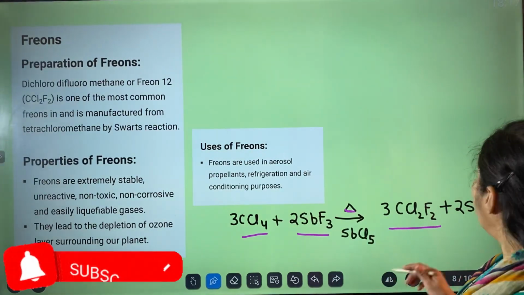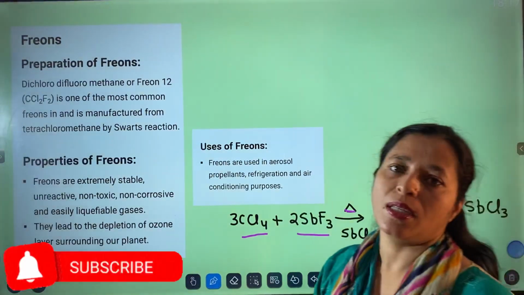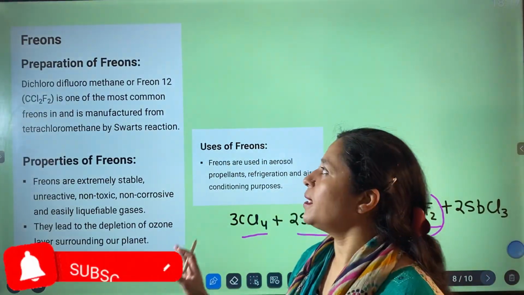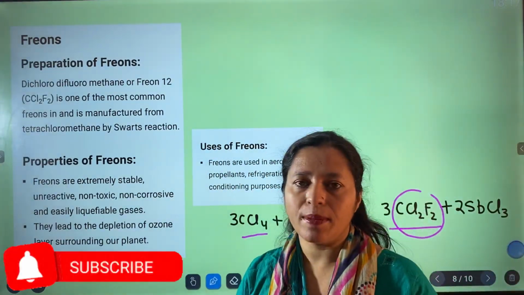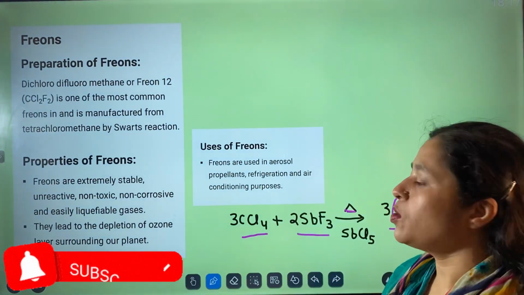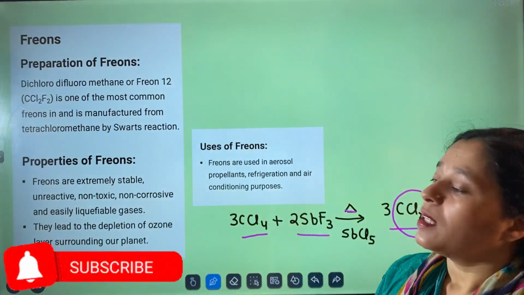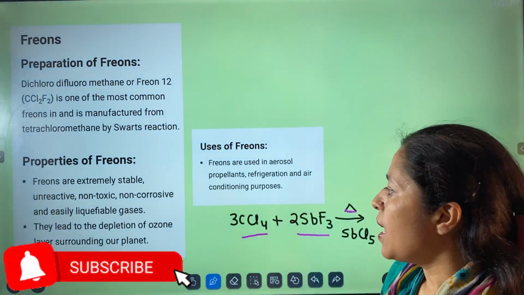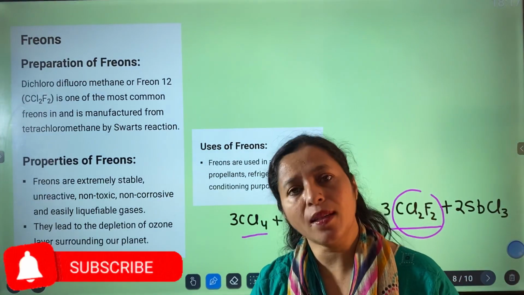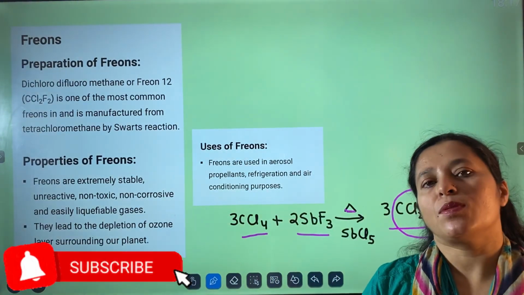difluorodichloromethane. So we can say that the chlorofluorocarbons we mainly talk about in our daily lives are nothing but freons. Freons are extremely stable, unreactive, non-toxic, non-corrosive and easily liquefiable gases. Due to these properties, it is used in refrigerators. And the most important thing that is done by freon is the depletion of the ozone layer.